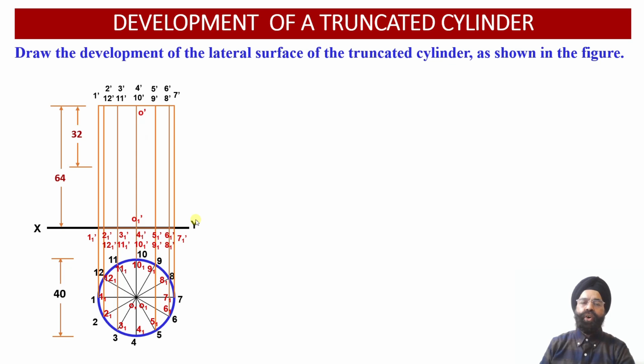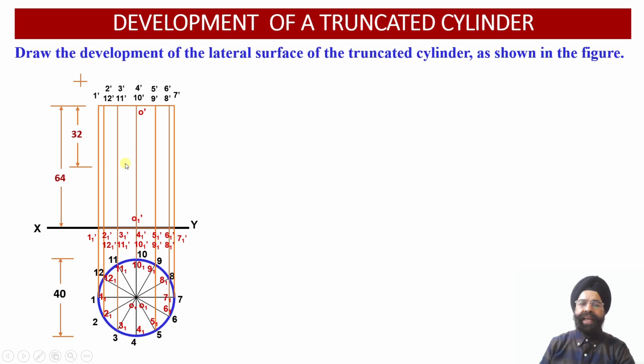corresponding to the circular cut section. Now we know that this cutting plane starts intersection with the leftmost vertical edge, that is 1 dash 1 1 dash, at the midpoint of the vertical edge or vertical generator. This point we are going to mark as A dash. This point is 7 dash.